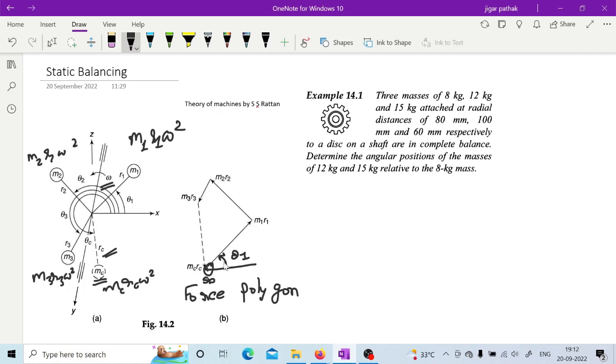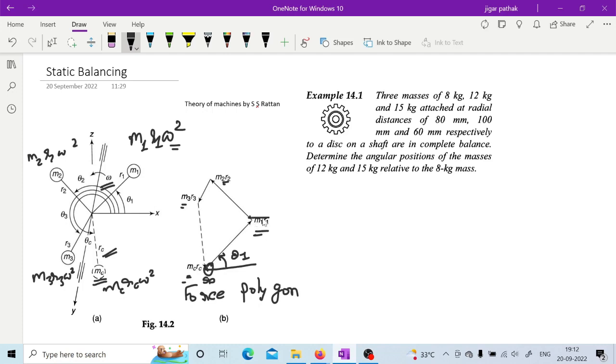But while drawing the force polygon, if you observe, they have taken only the products m1 r1, m2 r2, m3 r3 and mc rc. Why? Because all the rotating masses have the same angular velocity omega, so they have neglected that and considered only the product of mass and radius. So here you are going to draw this vector at the given angle theta 1.